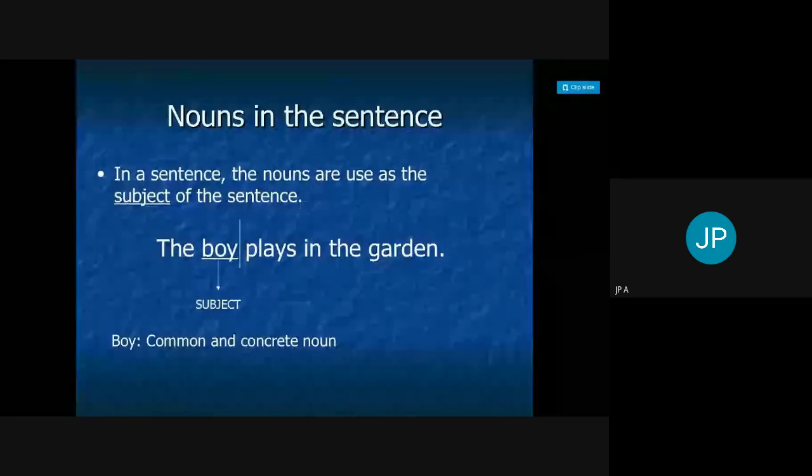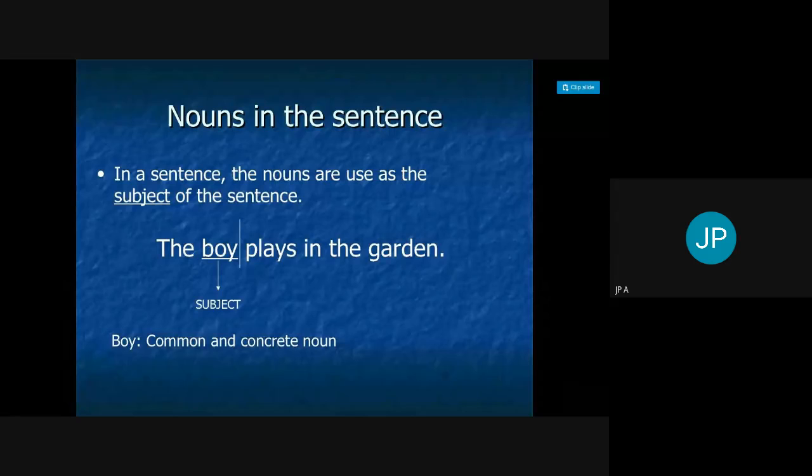Okay. Now, nouns in sentences. Herd of cattle. So where do these nouns appear? Nouns can appear anywhere in the sentence.